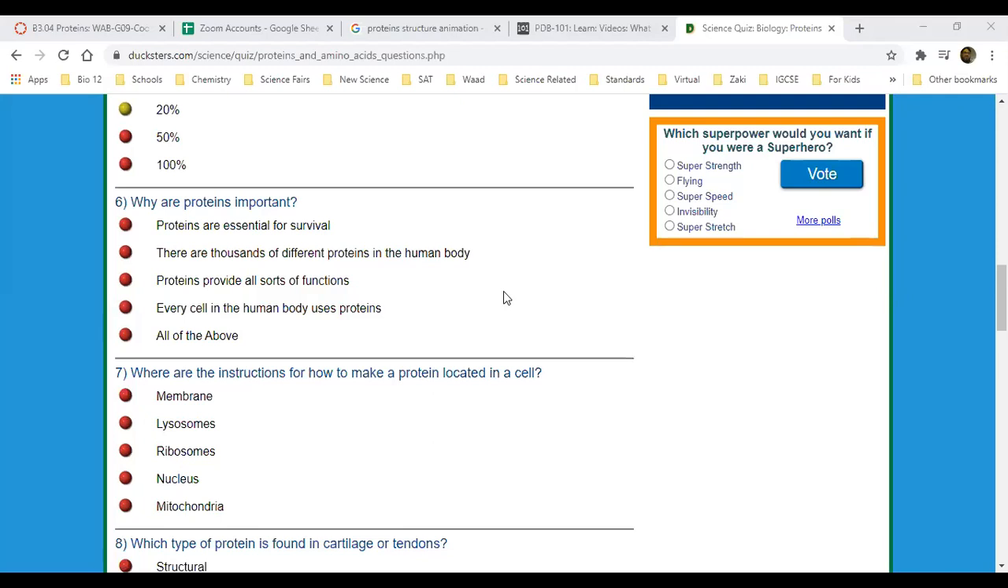I chose the last one. All of the above. What do you think? Your message didn't show up in the chat. Anybody else? So Wasim has made a very wise decision. He says that all of the above, which is correct.